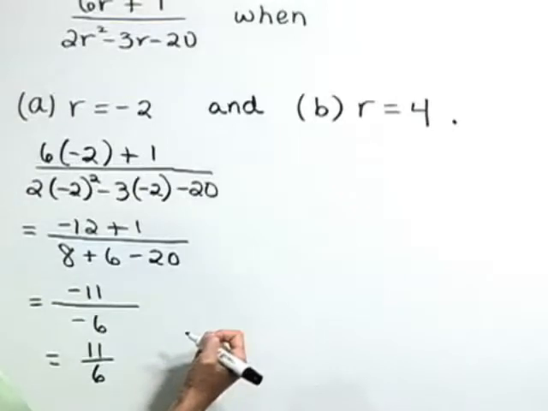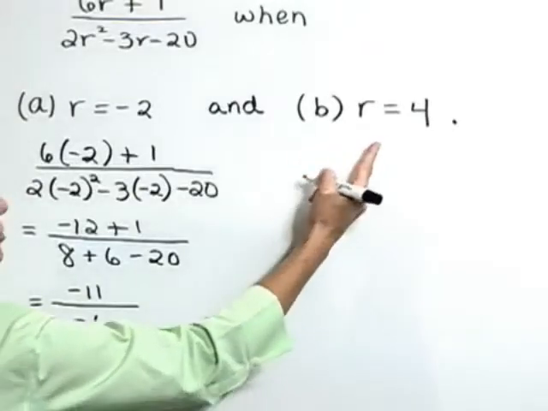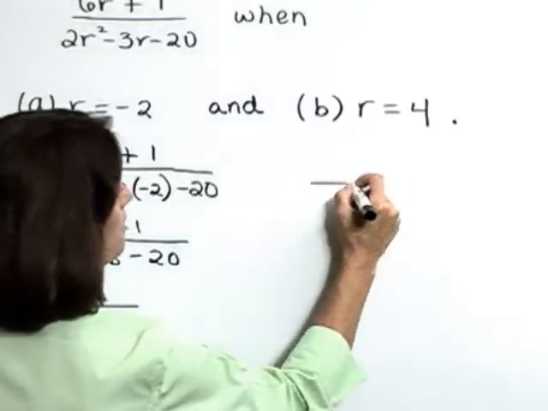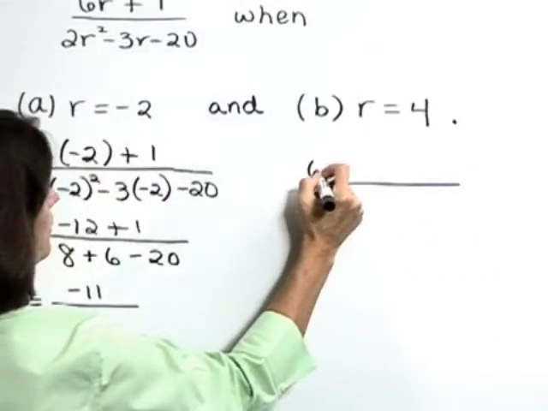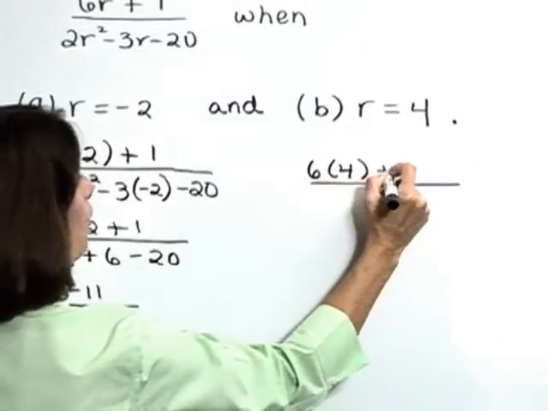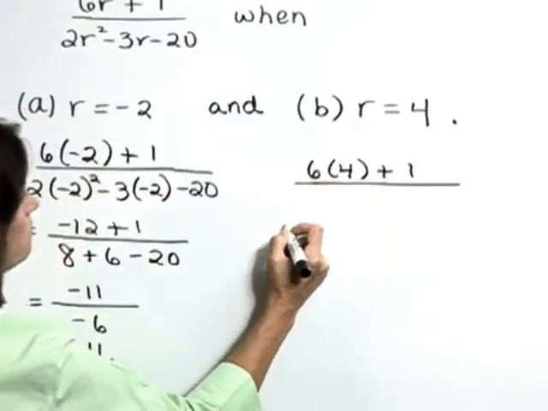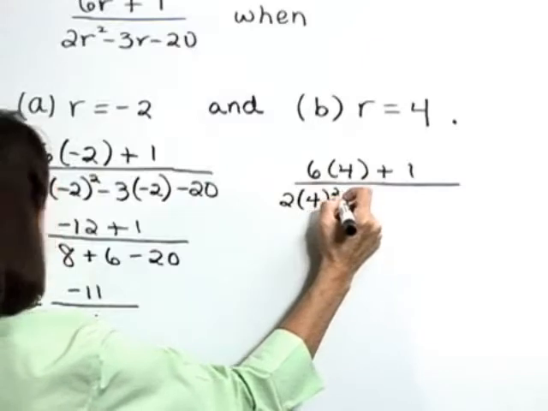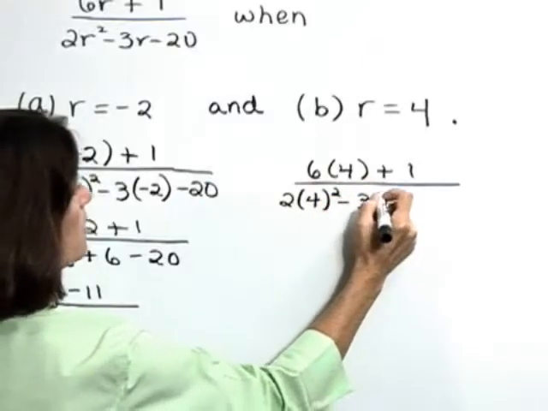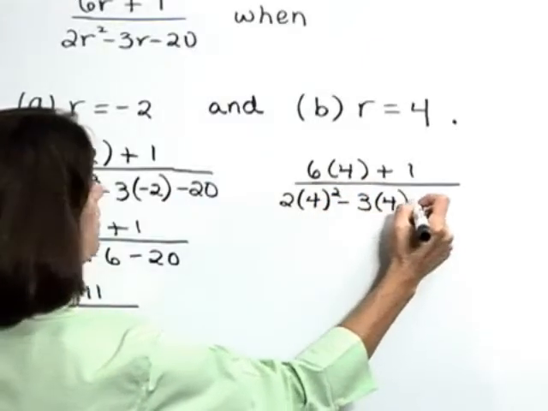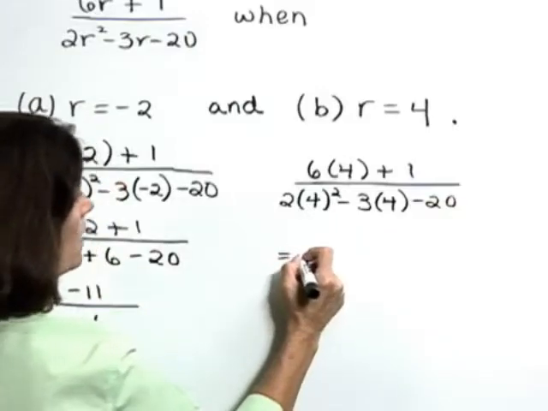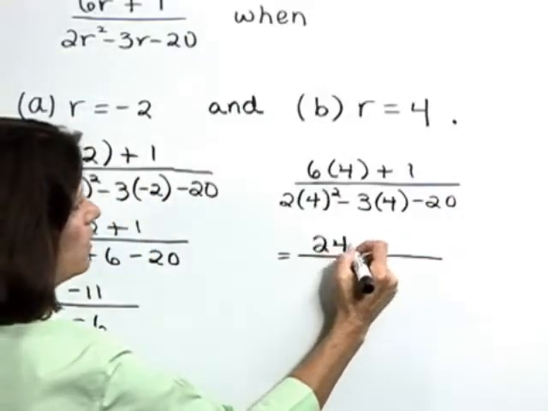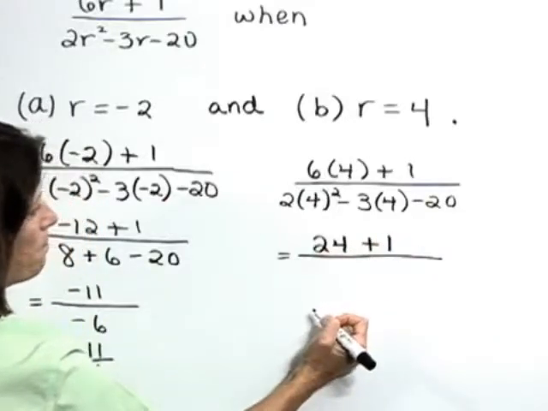Now for part B. Let's evaluate this rational expression if r is equal to 4. So in the numerator, we have 6 times 4 plus 1. The denominator is 2 times 4 squared minus 3 times 4 minus 20. Simplifying the numerator, we have 24 plus 1.